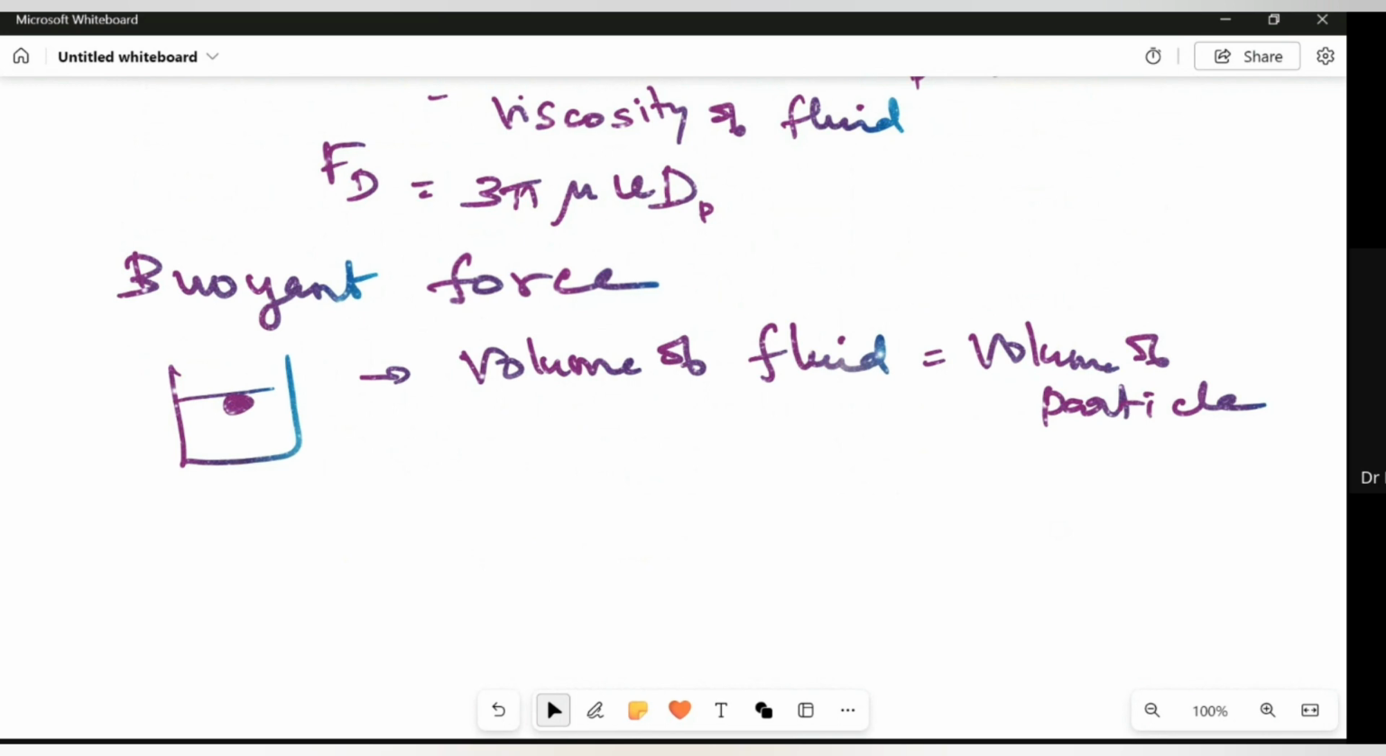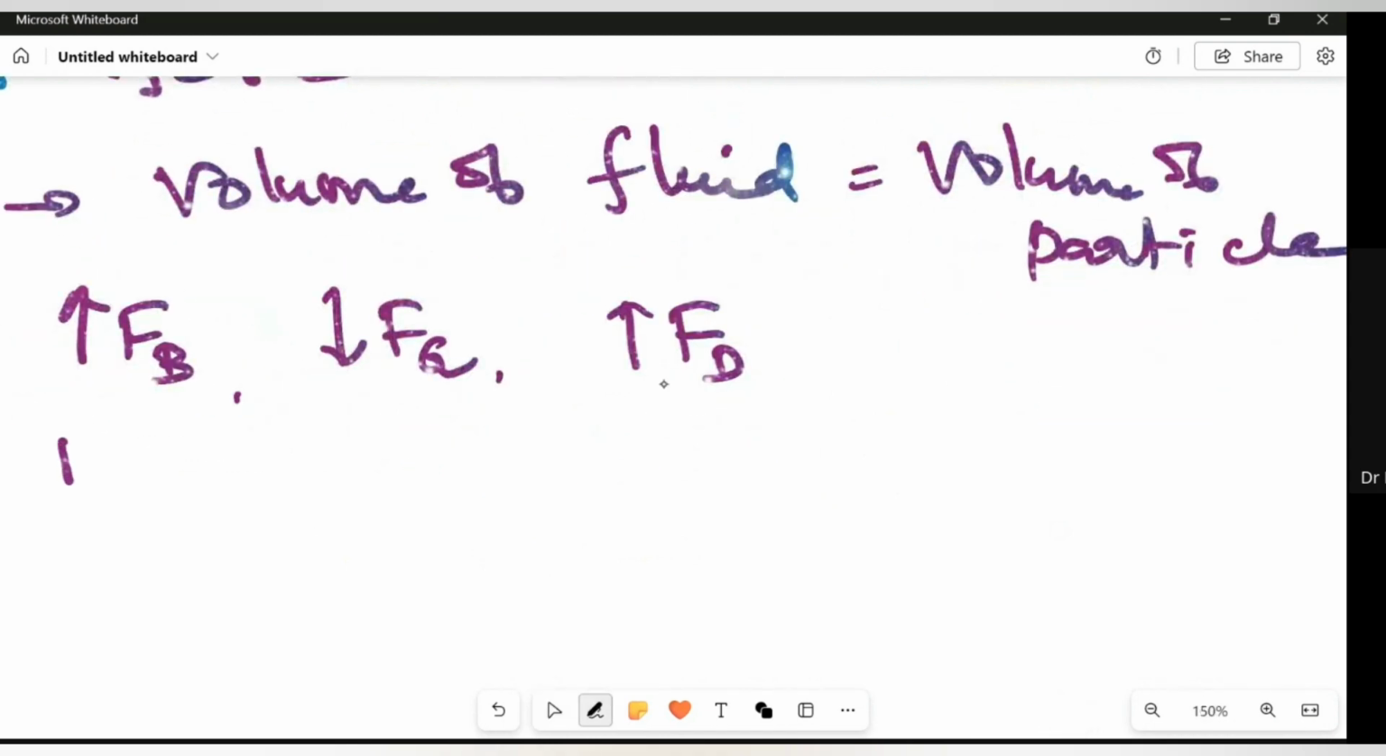It leads to buoyant force, which will oppose the gravity. So this force will be in the upward direction. Let me say F is the buoyant force, and you are going to have gravity force acting downwards, and we have drag force acting upwards. Okay, so what is the net force here?